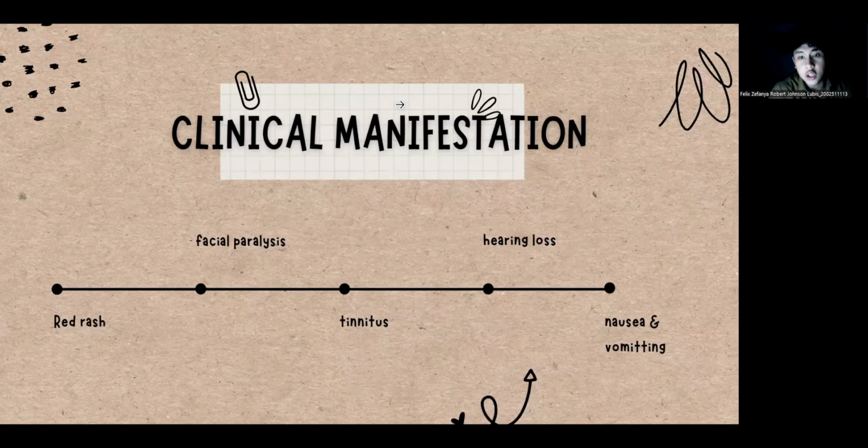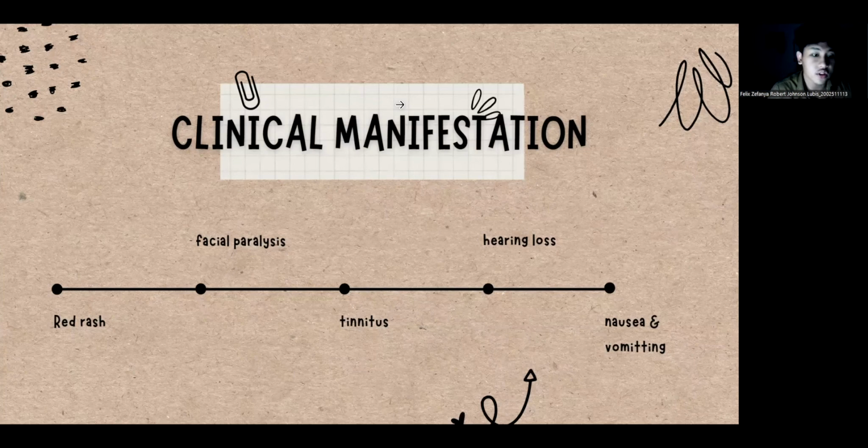I'm going to explain about the clinical manifestation of Ramsay Hunt syndrome, a syndrome caused by reactivation of the varicella zoster virus in the geniculate or facial nerve. This disease has two main symptoms. The first one is a red rash accompanied by painful blisters inside the ear, earlobe, to the roof of the mouth.